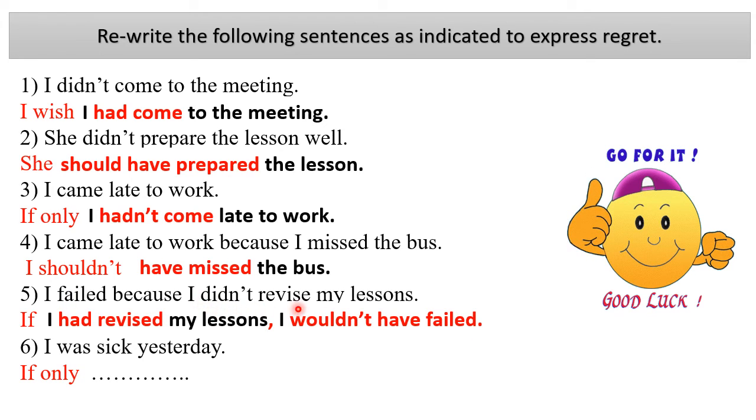I didn't revise. It's negative. So here I had revised. So negative, we change it into affirmative. Okay? Here, I came late. Here, I hadn't come late. So here affirmative, I came. Here negative, I hadn't come. Okay? Great, so let's go.